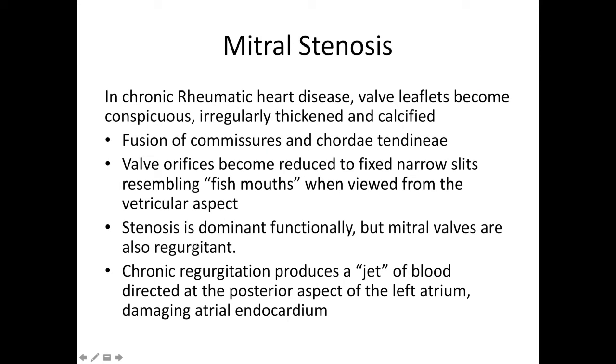I want you to understand that both stenosis and regurgitation is going to occur with regards to the consequences of chronic rheumatic heart disease. Stenosis is going to occur because, well, we are dumping in all of this fibrous connective tissue, but they're also going to be regurgitant because the valve cannot close properly. As a result, each time that the heart is going to contract, a jet of blood is going to exit from the ventricle back into the atrium. And as a result, we can also have further damage of the atrial endocardium.